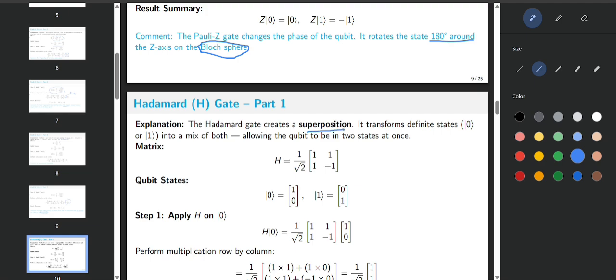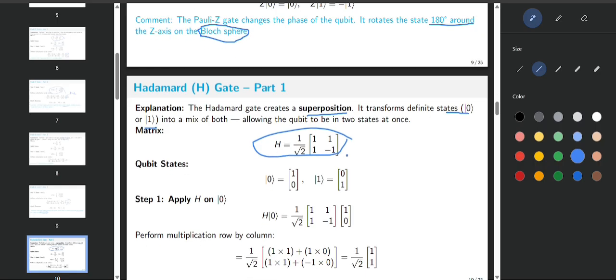So the Hadamard gate is nothing but it creates a superposition. What does it do? It creates a superposition. Earlier in the playlist I posted a video on how we create the superposition, that is 1 by root 2 ket 0 plus 1 by root 2 ket 1. So it transforms a definite state, ket 0 or ket 1, into a mix of both.